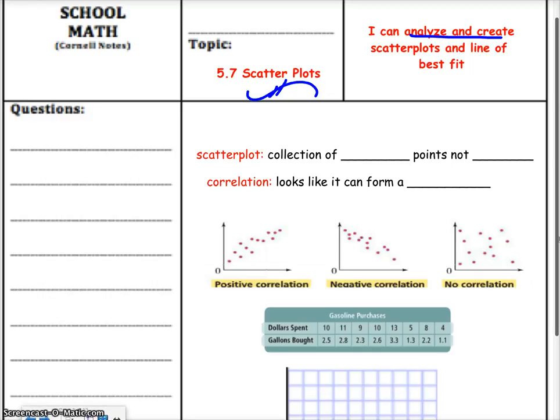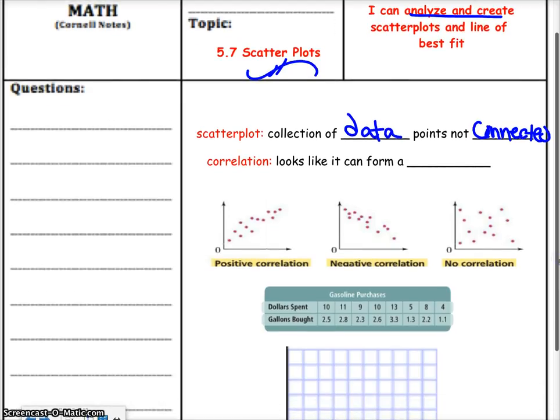You need to know what a scatter plot is. It's a collection of data points, not connected. So, just a collection of points. You don't connect them. It's not like tic-tac-toe. You just plot them. And if two things have a correlation, it looks like they can form a line.